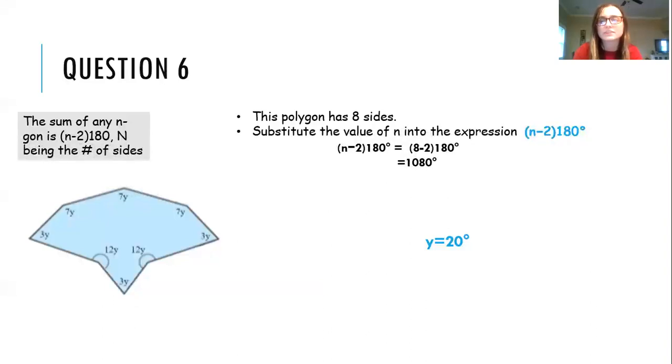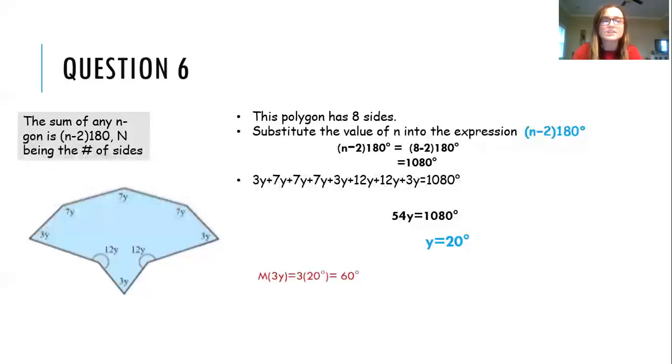So we would put (n minus 2) times 180, which comes out to be 1,080. And after this, we have to set the sum of the measures of the interior angles equal to the value of the sum of the interior angles and solve for y. So we have to add up all of these and set them equal to 1,080, which comes out to be 54y equals 1,080, and y comes out to be 20 degrees. And after this, we plug in 20 degrees into each of our equations.